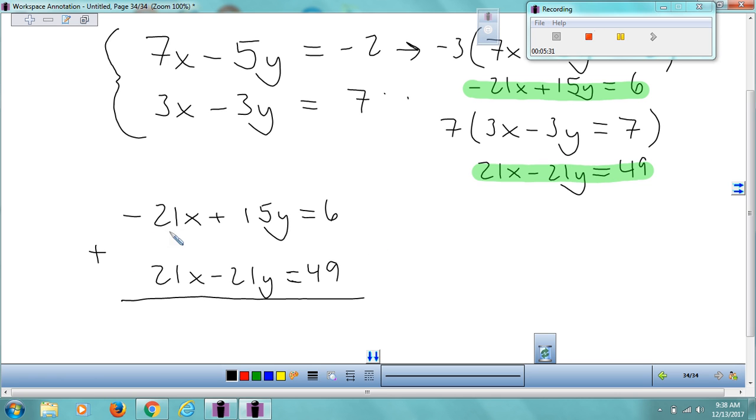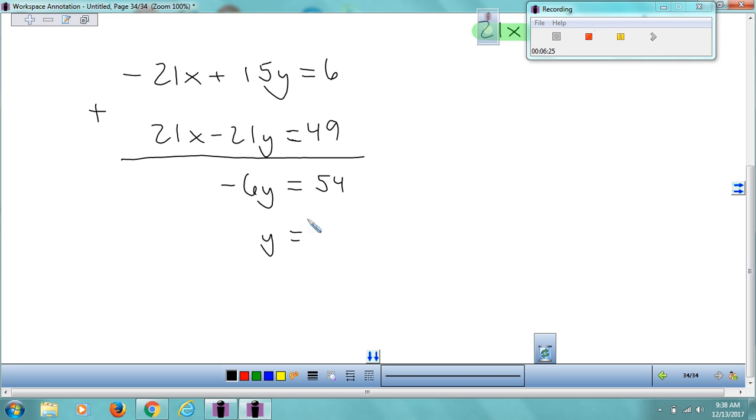So when we add these two equations, you can see it's going to eliminate our x's. We're going to have 0 x's. And then we have 15y plus -21y, which when I combine those gives me -6y. Now I'm going to add 6 with 49, which gives me 54. And our final step is to divide by -6. A positive divided by a negative is negative, and 6 divides into 54 9 times. So our y value is -9.